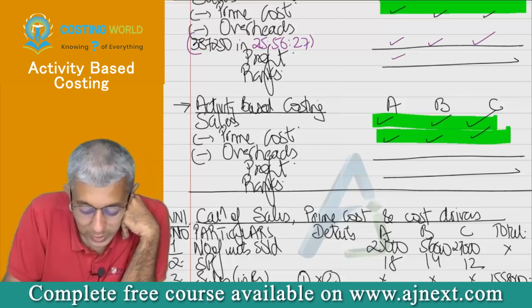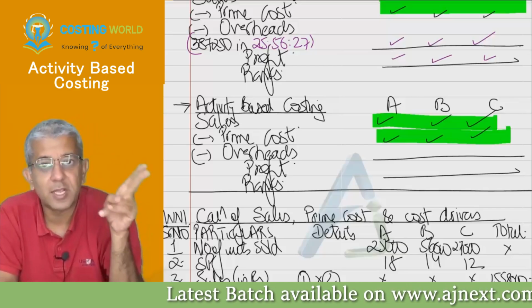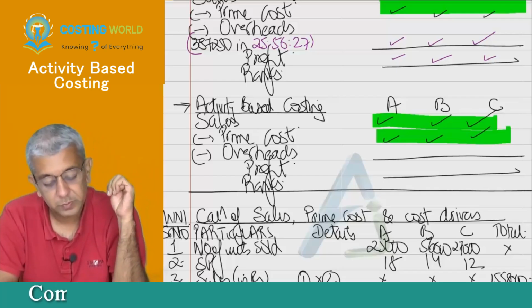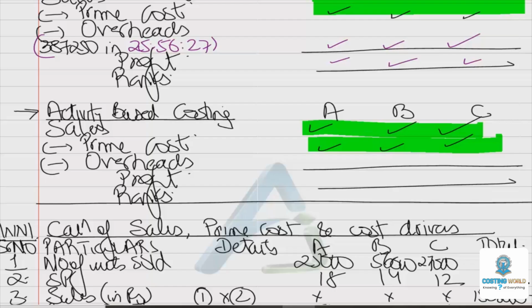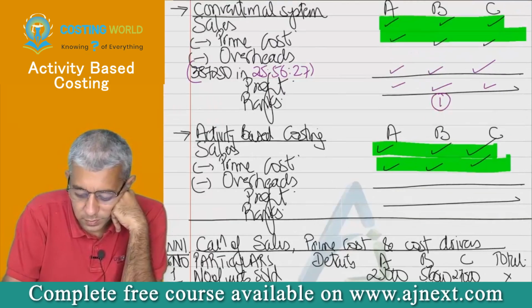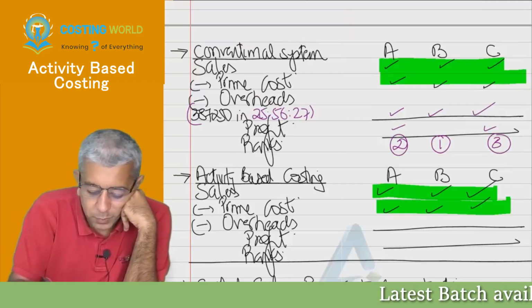Once it is done, get your profits. Whichever product will have the highest profit, call that 1. Whichever next, call that 2. Whichever last one, call that 3. Okay, you all finish off this, please. Let me know which is your first rank product, please. Product B is first rank. Second? A. Product A. Okay.